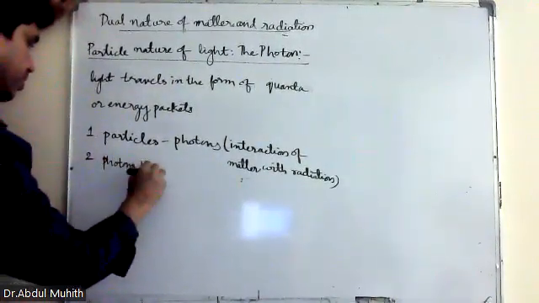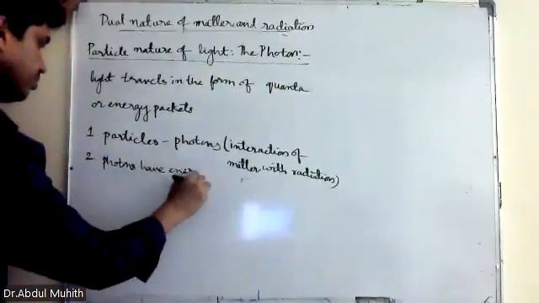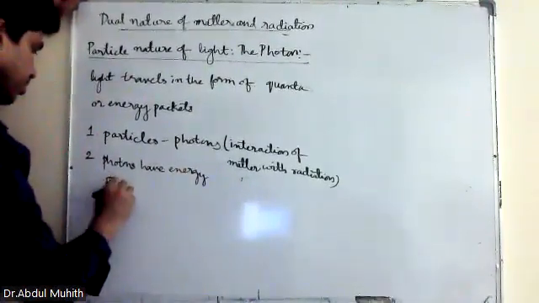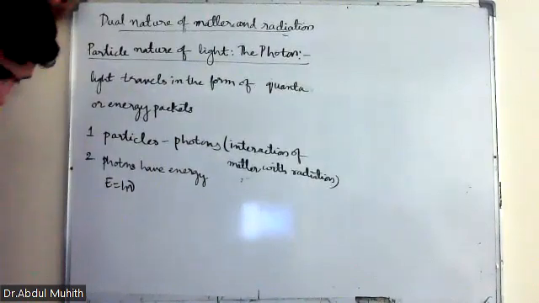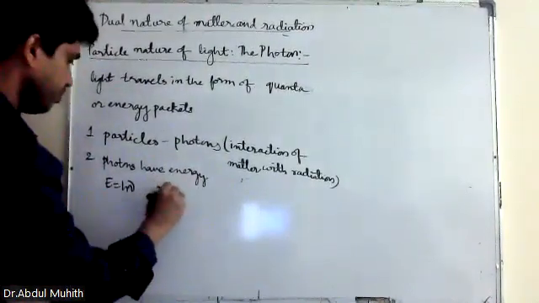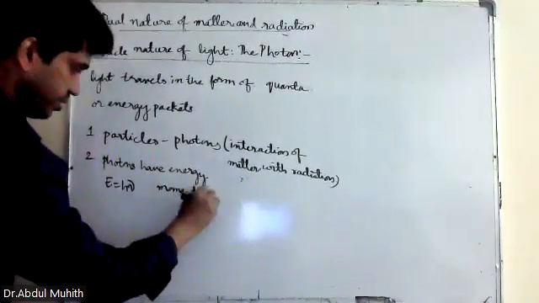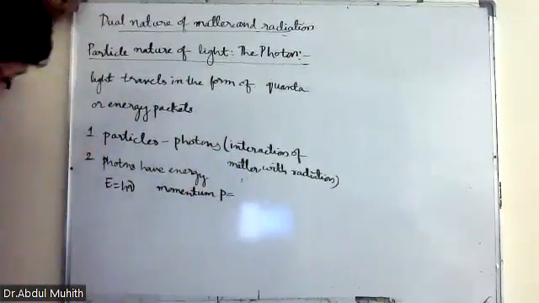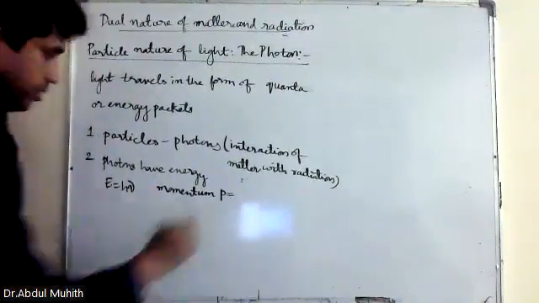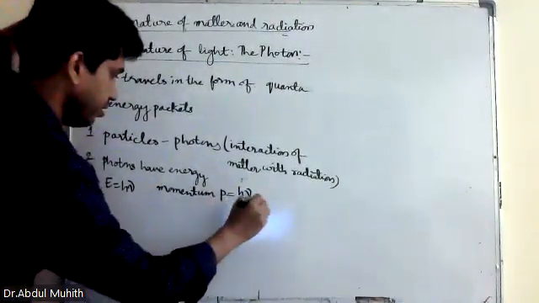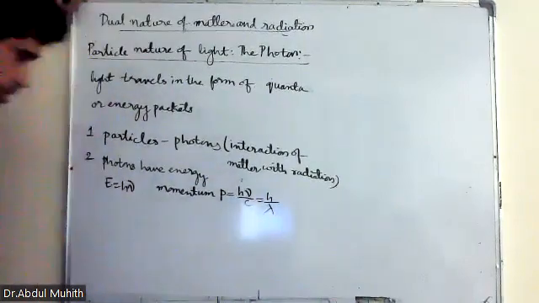Photons have energy. What is that? E is equal to h nu. Momentum P is equal to mv, and for a photon, momentum P is equal to h nu by c, or h by lambda. These are the two formulas here.